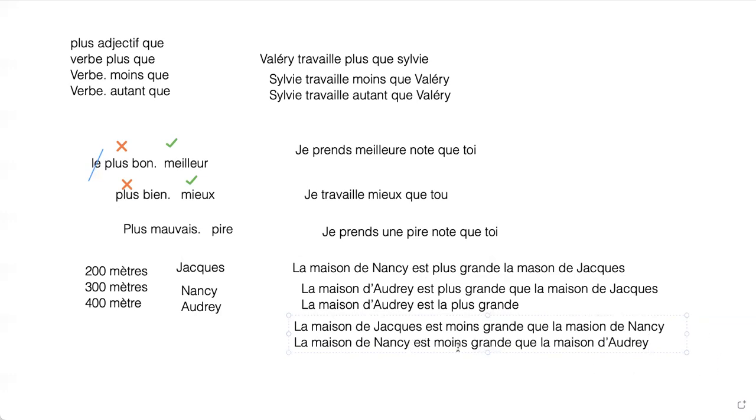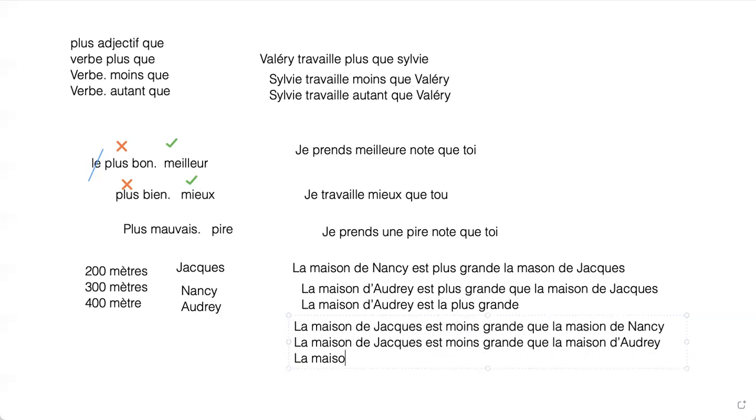So this is the result. Jack's house is the smallest one. So that's why we can also say la maison de Jacques est moins grande que la maison d'Audrey. So Jack's house is the smallest one. So if you want to say smallest, it is the superlative.